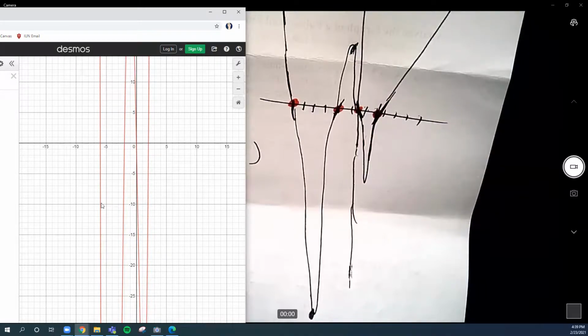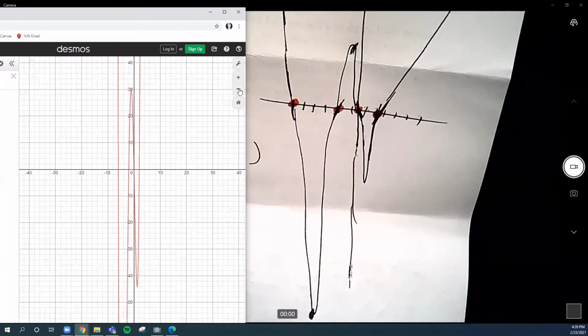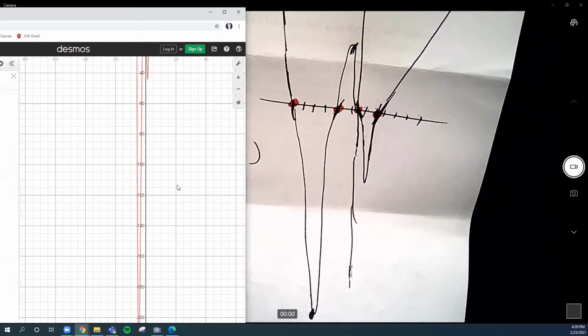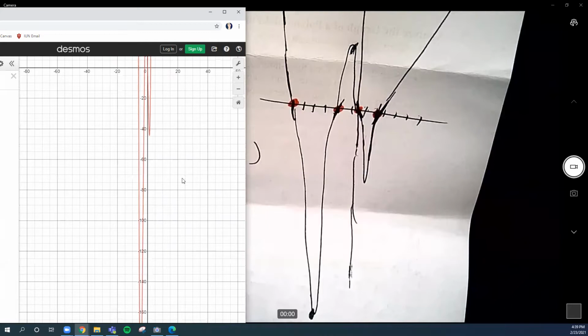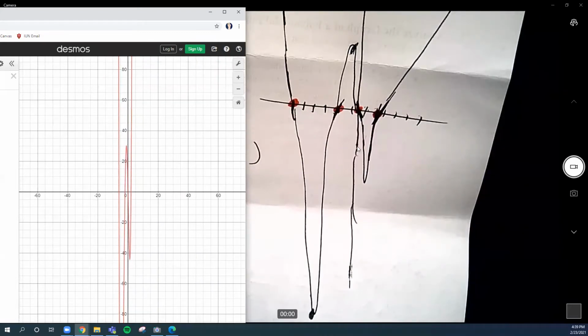It does seem to go down, up, down, up. And if I zoom back out, you'll see that it does seem to go all the way down to negative almost 200 and some. So it's a quite lengthy graph, but it does seem to match our graph over here on the right-hand side.